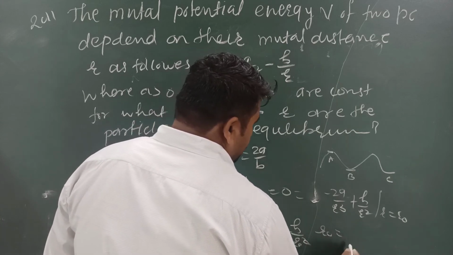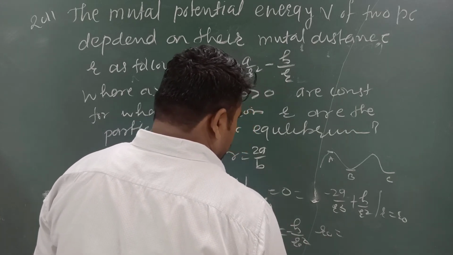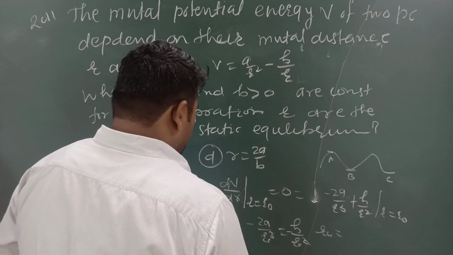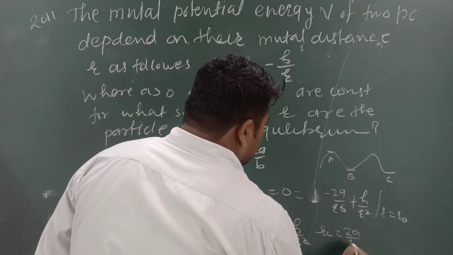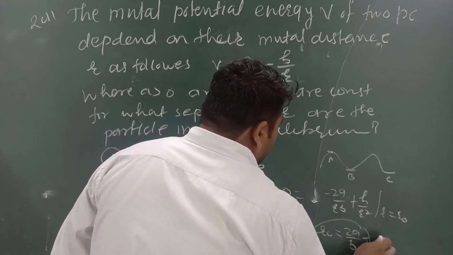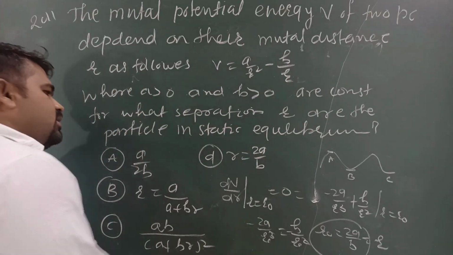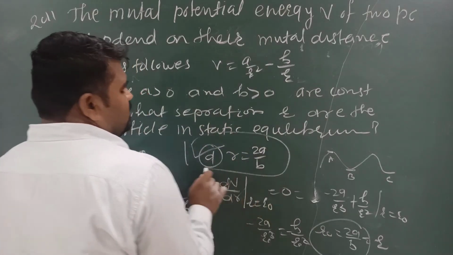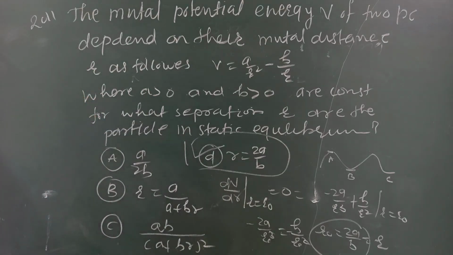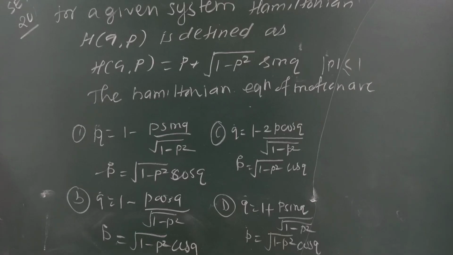Means R0 is equal to 2a upon b. Here they can use the notation R, means R is equal to 2a upon b. Means at this distance, this system becomes equilibrium. So many times in set exams they ask such type of questions. Next question.